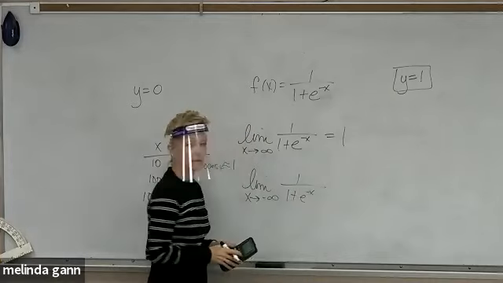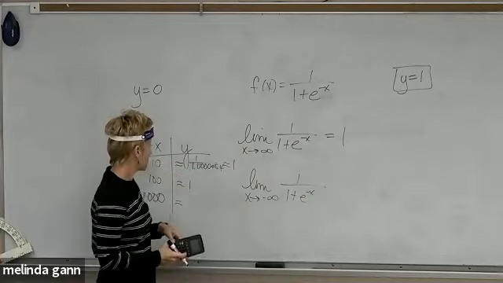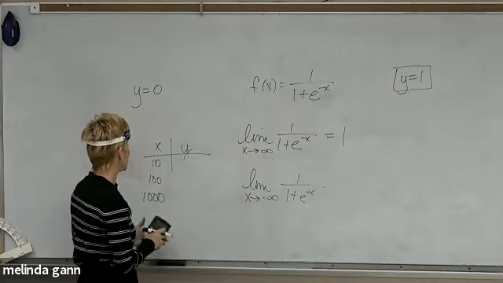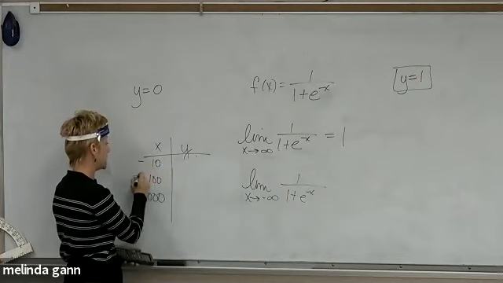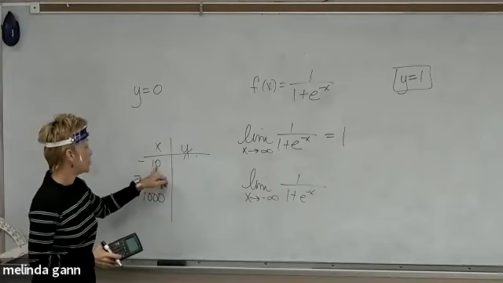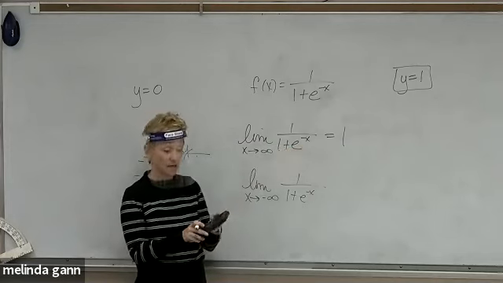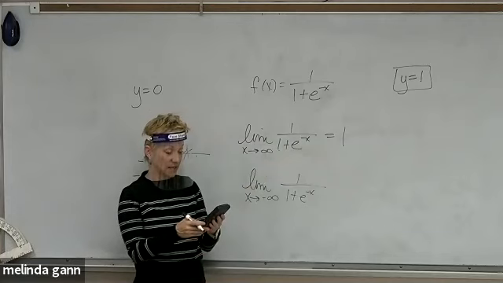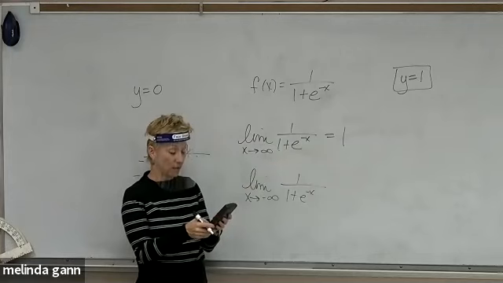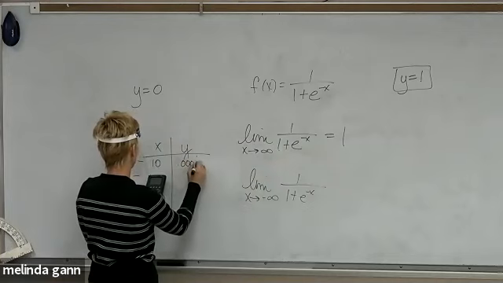Change from positive infinity to negative infinity. Instead of 10, 100, and 1,000, I've got negative 10, negative 100, and negative 1,000. Now what's going to happen when you put in a negative 10, what's the opposite of a negative 10 going to be? Positive 10, isn't it? So I'm going to have e to the 10th, and then I'm going to add 1, and I'm going to do 1 divided by that answer, and I get about 0.0000045.